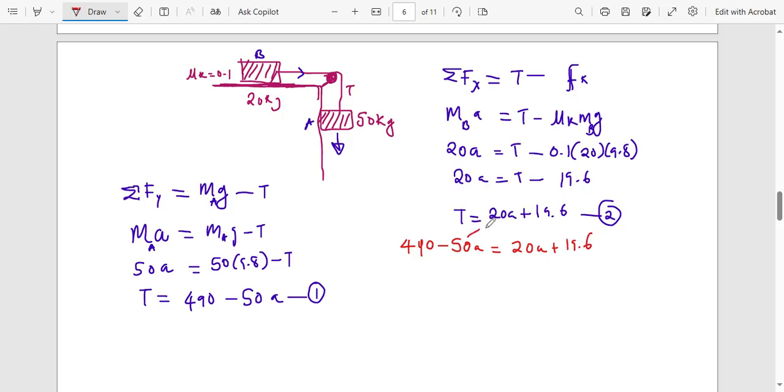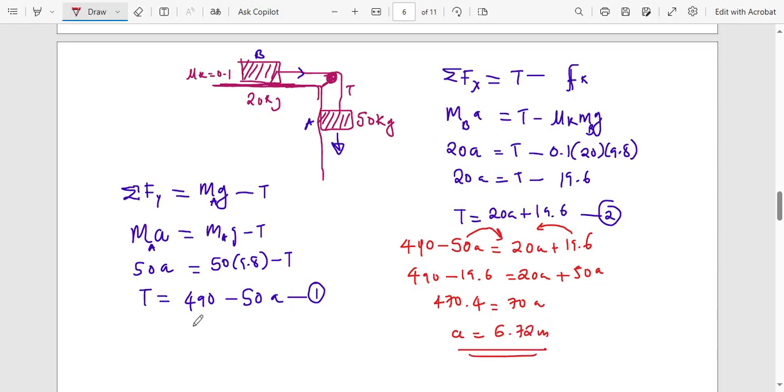Put like terms together. I'm going to take the 50A to this side, and then I'll get the 19.6 and take it to this side. That will be 490 minus 19.6 is equal to 20A plus 50A. So 490 minus 19.6, that is going to be 470.4, and that will be equal to 20 plus 50, that is 70. To remain with A, divide both sides by 70, and that is going to give us an acceleration of 6.72 meters per second squared.